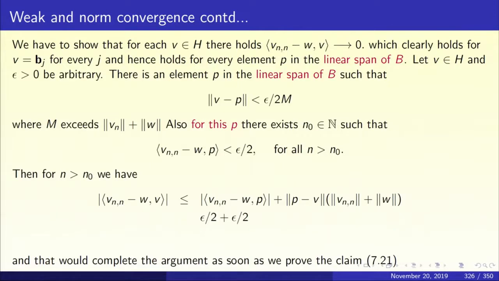All that remains is to prove 7.21, namely that the series mod a1 squared plus mod a2 squared plus etc. plus mod an squared converges. So let's prove this. Let's prove this 7.21. It's a nice application of the parallelogram law. What is the parallelogram law?